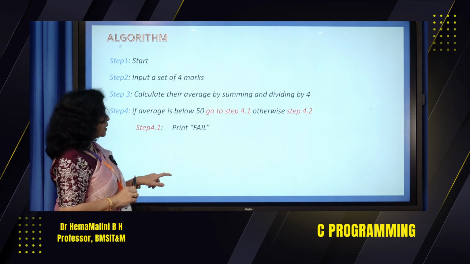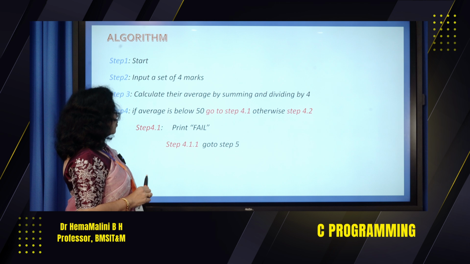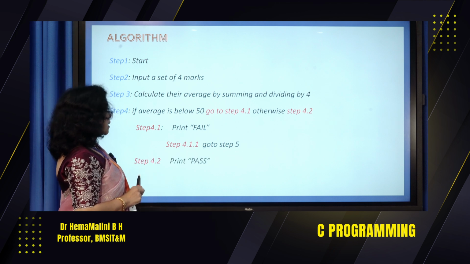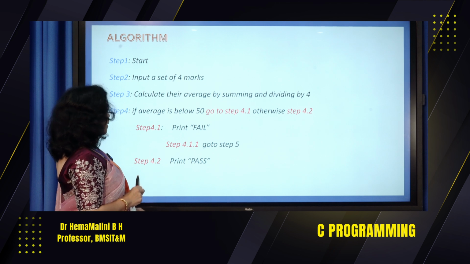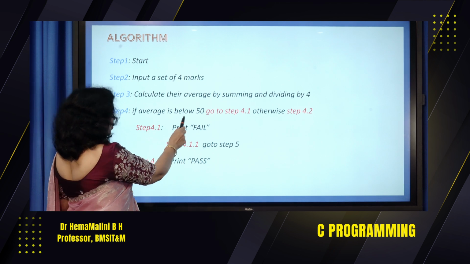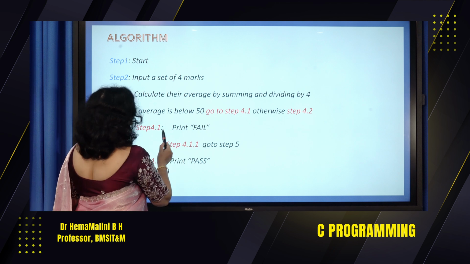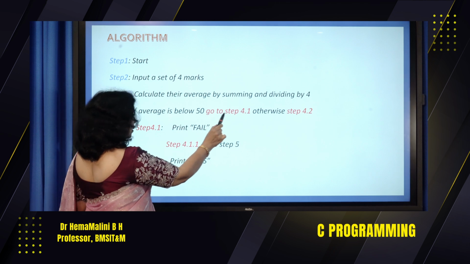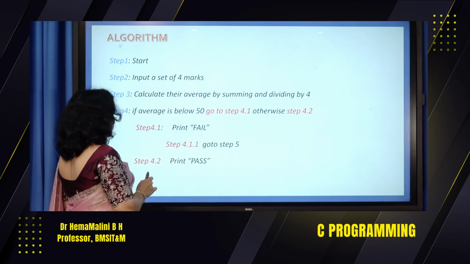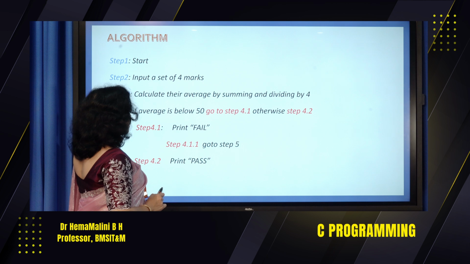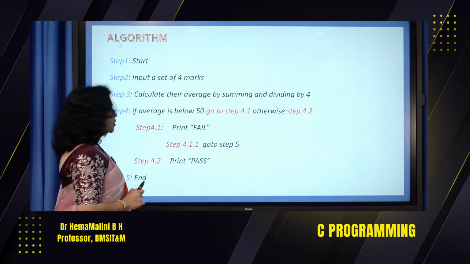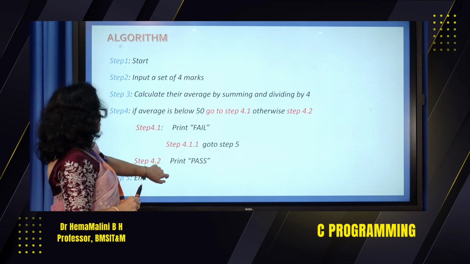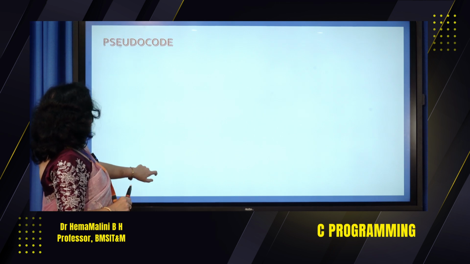4.1, you print a message fail. 4.1.1, you go to step 5. If it is 4.2, you are going to print pass. So, if average is below 50, go to step 4.1. Here you are going to just print fail. If this condition fails, we go to step 4.2. In 4.2, we will print the message pass. So, step 5 end. This is how we write the algorithm for finding the result.